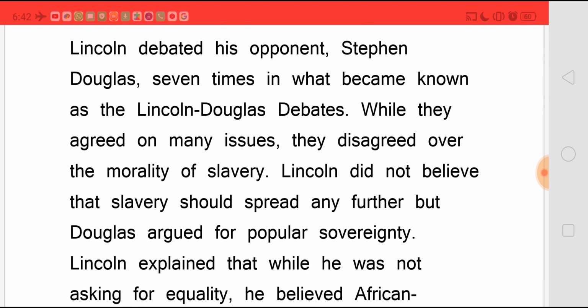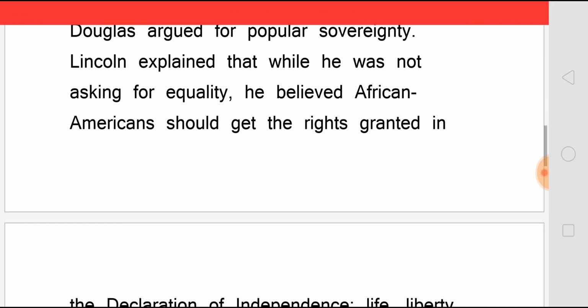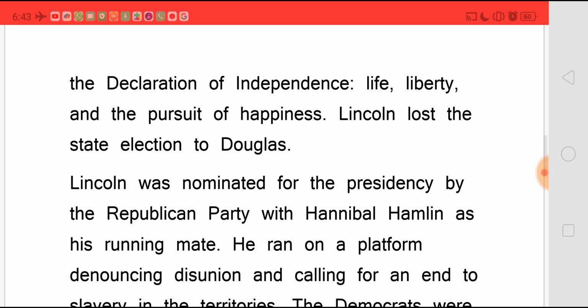Lincoln debated his opponent Stephen Douglas 7 times in what became known as the Lincoln-Douglas debates. While they agreed on many issues, they disagreed over the morality of slavery. Lincoln did not believe that slavery should spread any further, but Douglas argued for popular sovereignty. Lincoln explained that while he was not asking for equality, he believed African Americans should get the rights granted in the Declaration of Independence, that is, life, liberty, and the pursuit of happiness. Lincoln lost the state election to Douglas.